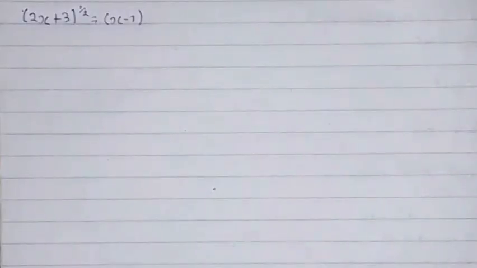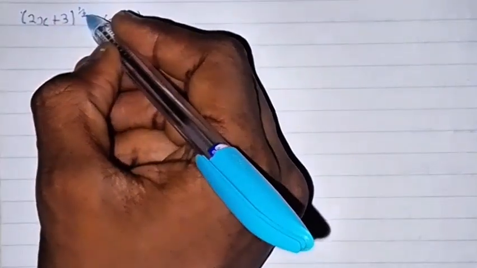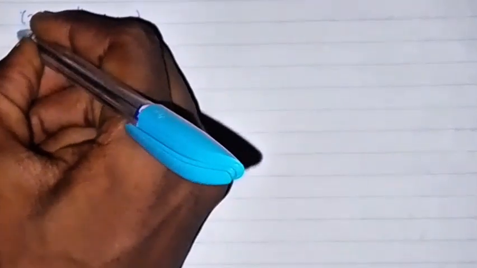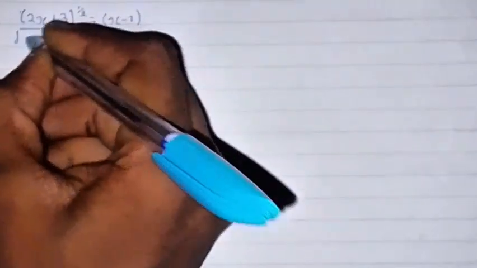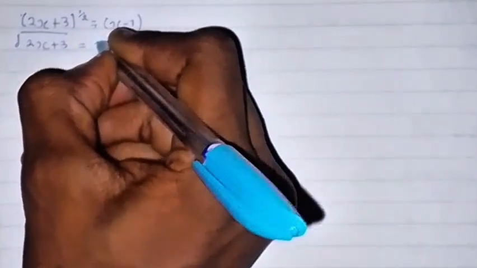Now for the last question, we have 2x plus 3 to the power of half is equal to x minus 1. For the third question, we said that the square root of x squared is equivalent to x. The reason for that is that the square root of any number, in this case x squared, is the same thing as that number to the power of half. So I can express this as the square root of 2x plus 3, which is also equal to x minus 1.